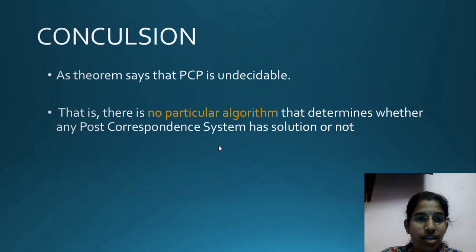So finally, the PCP theorem is undecidable, because there is no particular algorithm that determines whether any PCP has a solution or not. You can try more iterations with different sequence orders and different lengths of input. So the PCP is undecidable. We can't write an algorithm for this kind of problem. Thank you, students.